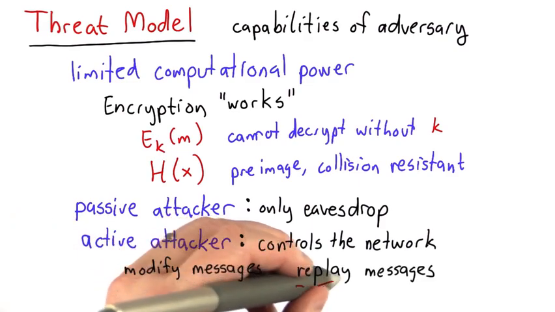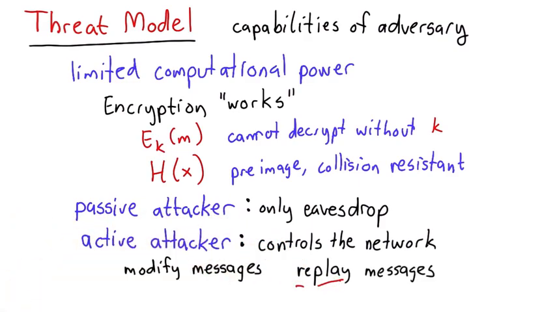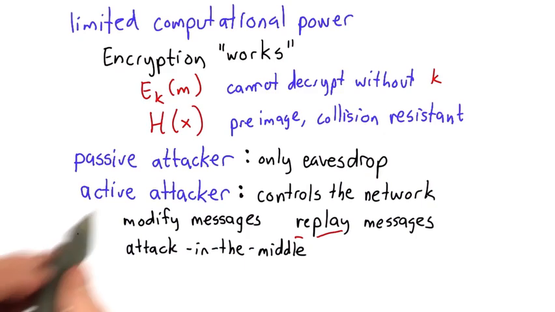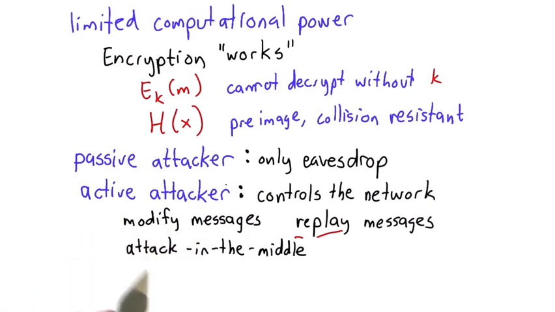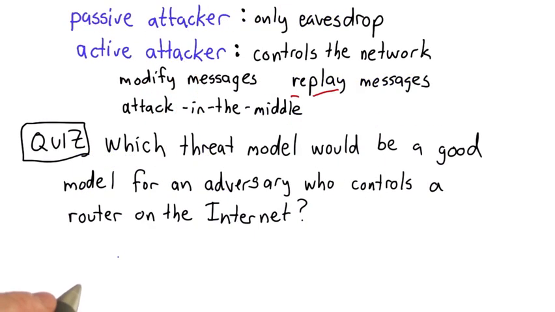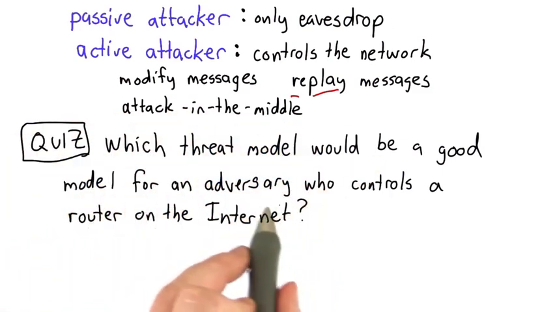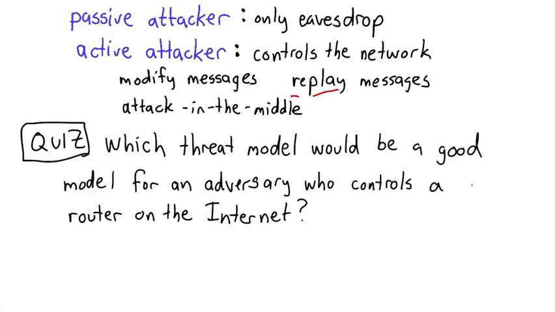They can replay messages. That means they can record messages on the network, and then at some later time, replay a message that they heard previously. They can also do attacks like we saw against Diffie-Hellman, where they act as a middleman, intercepting traffic between two parties and replacing it with their own traffic. So let's have a quiz to see if you understand threat models. Which of these threat models would be a good model for an adversary who controls a router on the internet?